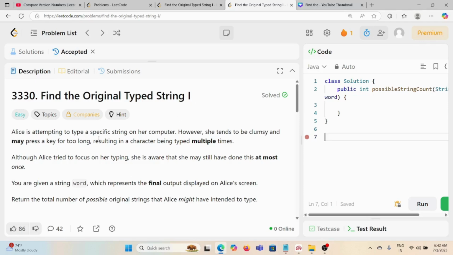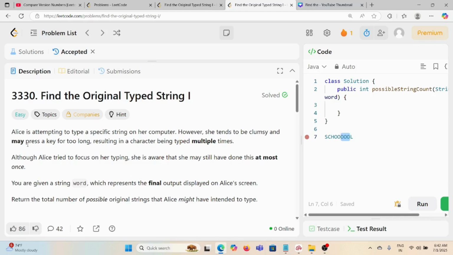Alice is attempting to type a specific string on her computer. However, she tends to be clumsy and may press a key for too long, resulting in a character being typed multiple times. Just like sometimes we do, right? Let's say I am trying to write "school", so there's a possibility that I might type it like this. Due to this mistake I'm typing some extra O's, right? So that kind of mistake can happen here.